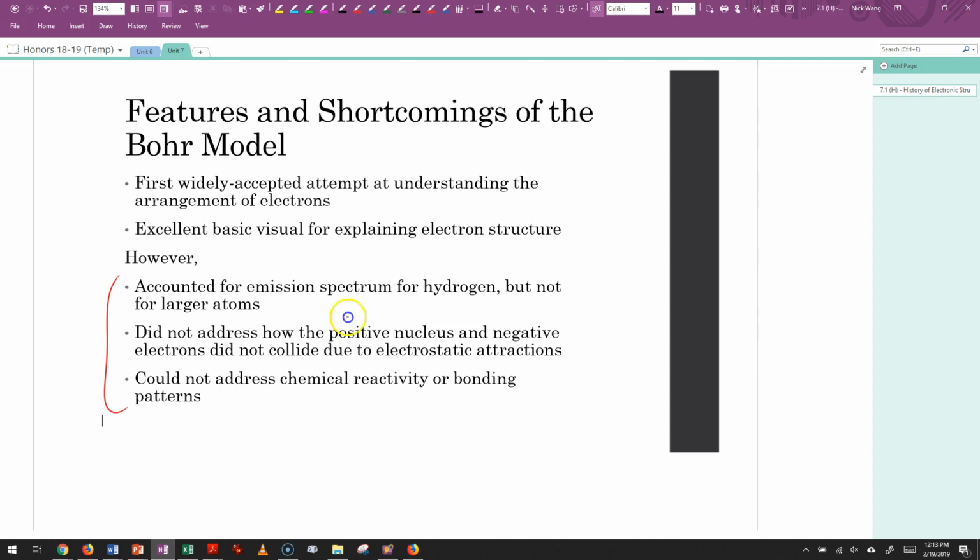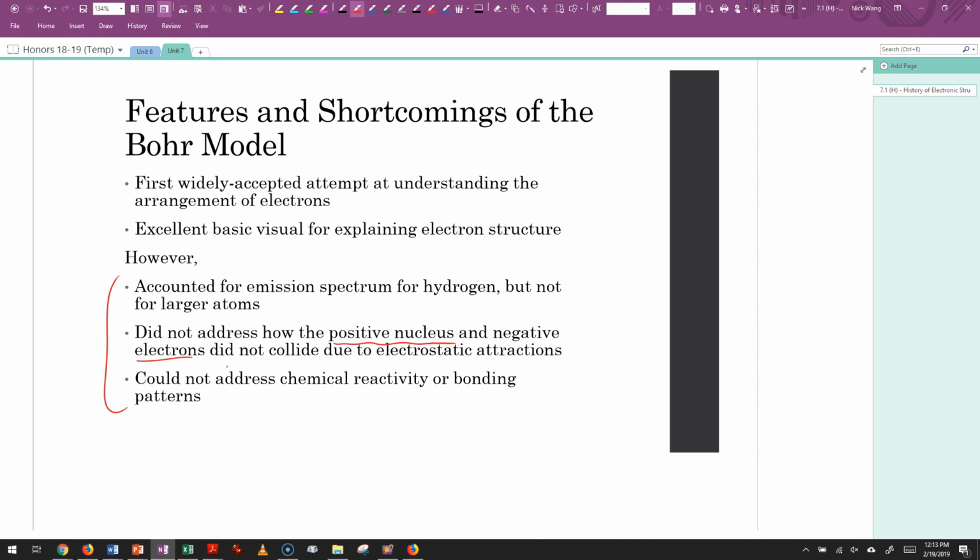It also didn't really address how the positive nucleus and the negative electrons don't just collide. Because aren't they positive and negative, oppositely charged things? Don't they just run into each other? So this doesn't explain how the electrons, even though they're now organized, at least according to his model, didn't just collide and crash into the nucleus.